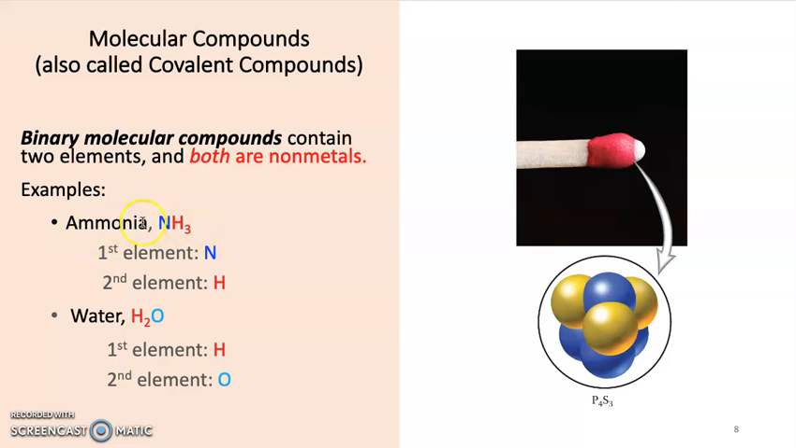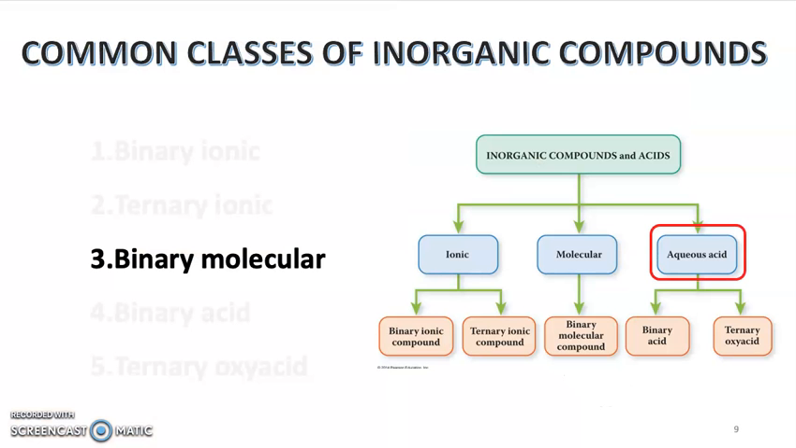For example, ammonia, water. Ammonia contains 2 elements, nitrogen and hydrogen, and therefore we call it binary molecular compound. Water. The first element in water is hydrogen, the second element in water is oxygen, and therefore we call it a binary molecular compound. The last group in inorganic compound, we call it aqueous acid.